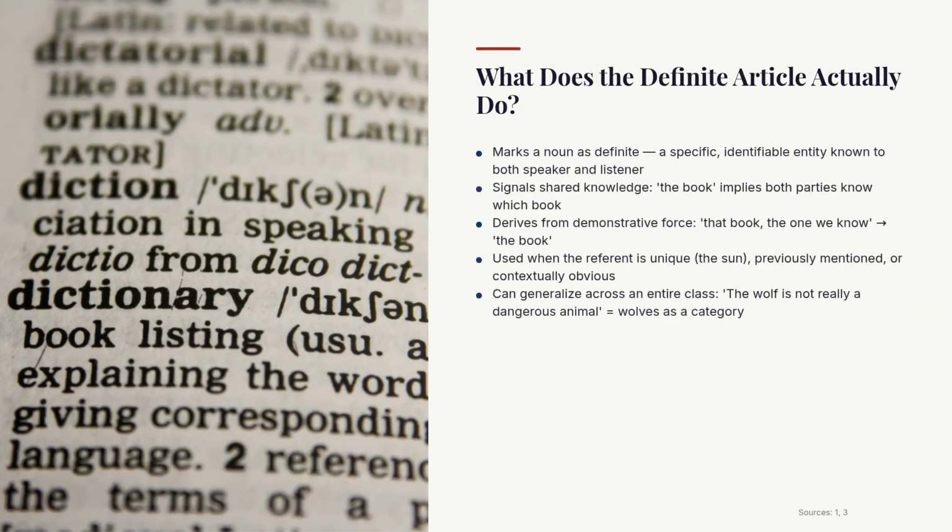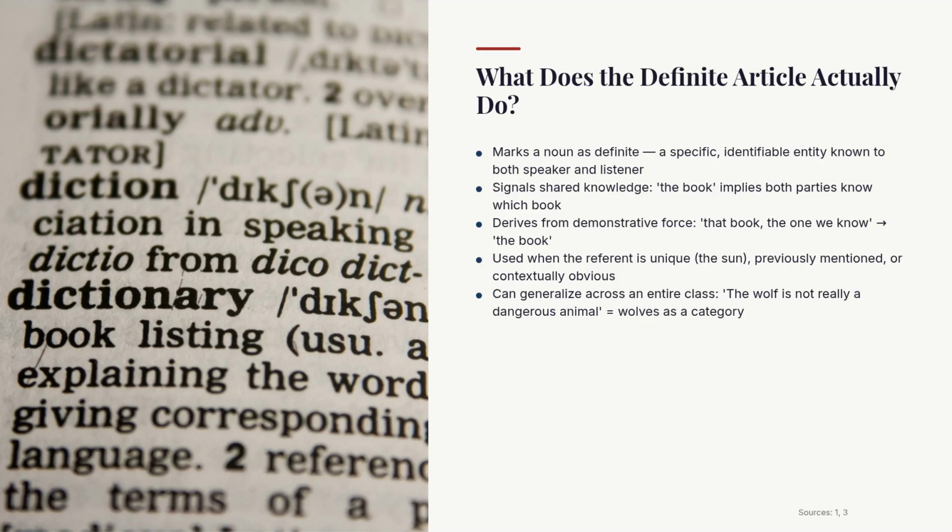So what exactly does this word do? The definite article's core function is deceptively simple. It tells the listener, you already know which one I mean. It is fundamentally a marker of shared knowledge. When I say "pass me the book," I am asserting that there is a specific, identifiable book in our shared context. This is why we use "the" for unique entities, the sun, the pope, the internet. There is only one, so no further specification is needed.